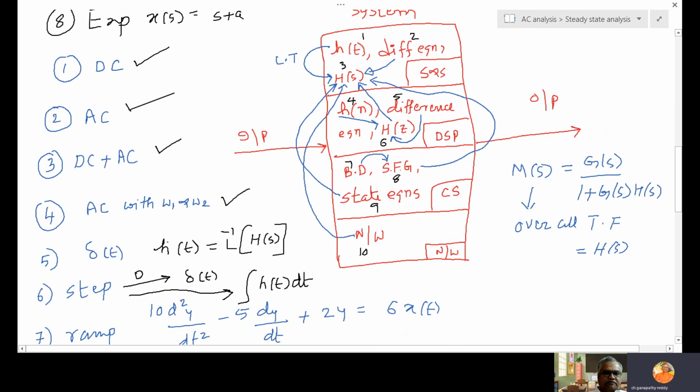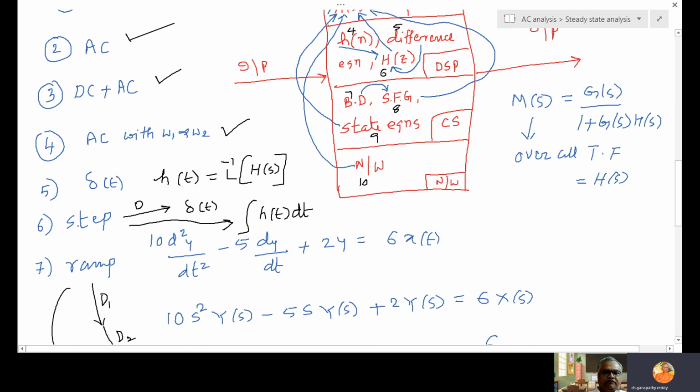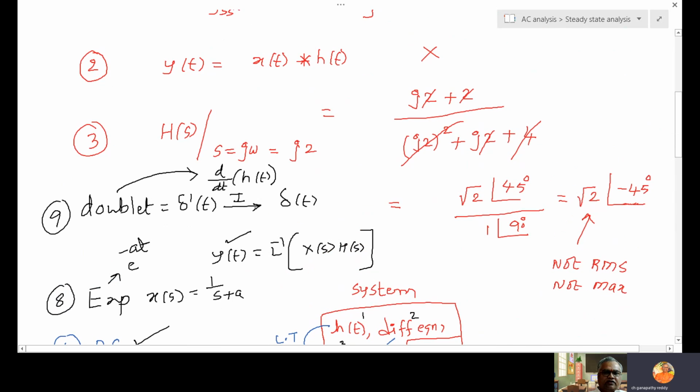It is similar to this. If a step is given, to get the impulse, we differentiated. To get the step response, do the reverse, integration. Here, to get the impulse, we integrated. To get back the original, you have to differentiate. So d by dt of h of t.